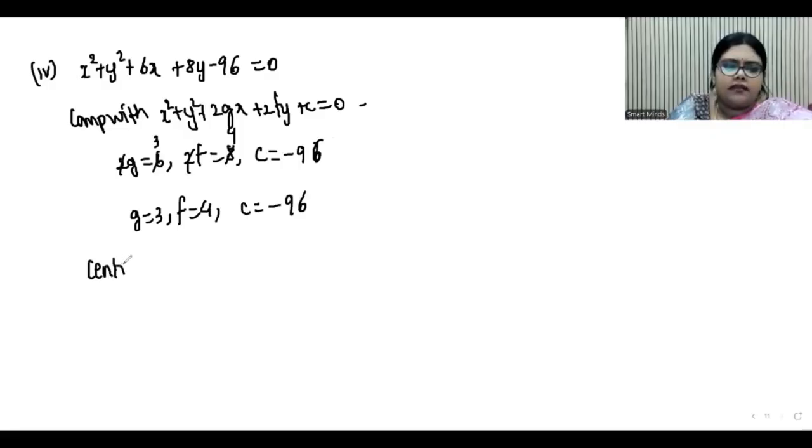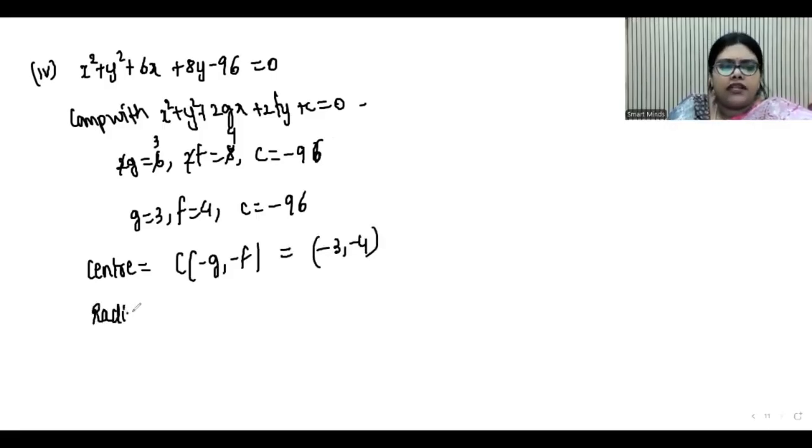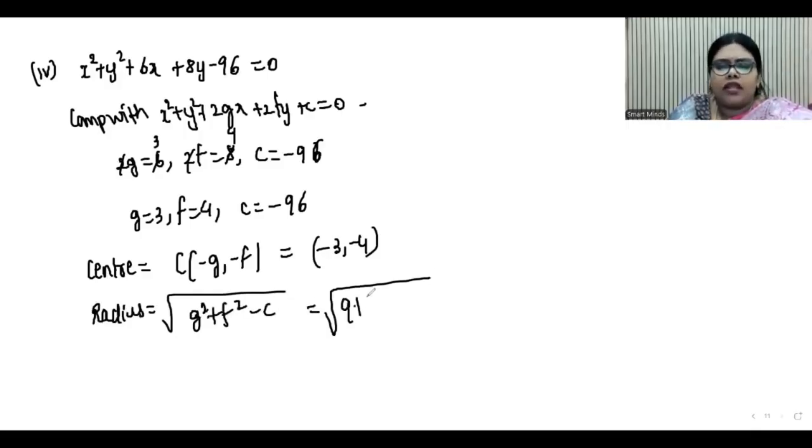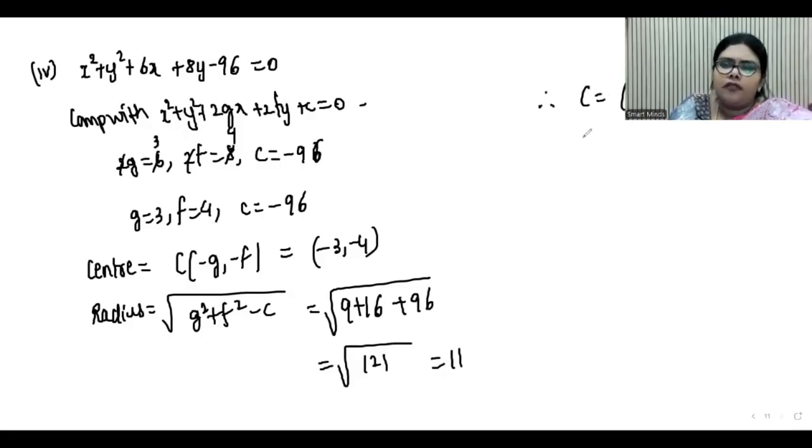What is the center? Center is (−g, −f), that is (−3, −4). And what is the radius? Root over g² + f² − c, that is root over 9 + 16 + 96, that is root 121, which is equal to 11. Therefore, center is (−3, −4) and radius is 11. This is the final answer.